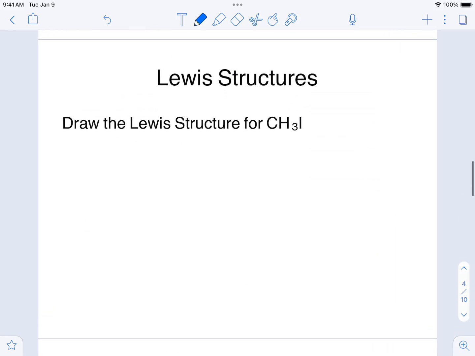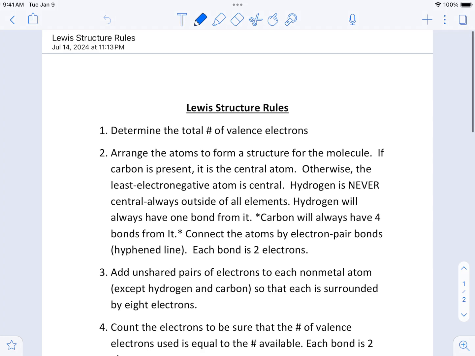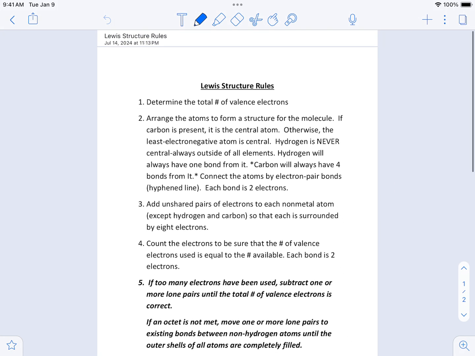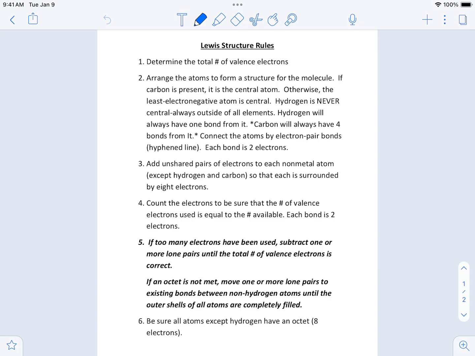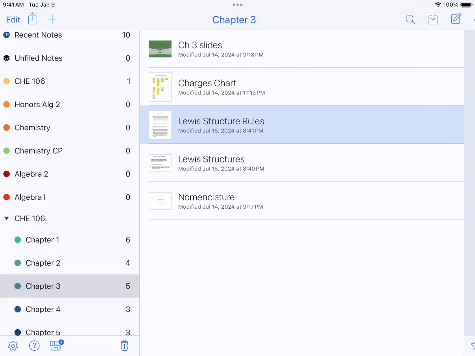When we are drawing Lewis structures, there is a set of rules that we need to follow. And the rules will be posted for you to follow along with. But these are the rules for them. Something to really highlight is step number 5 here. These two spots here are exceptions, or these are added rules. So if steps 1 through 4 and then number 6 does not work, you need to refer to number 5. And I wrote these rules kind of to guide you through different scenarios. So we will refer to them as we do this.